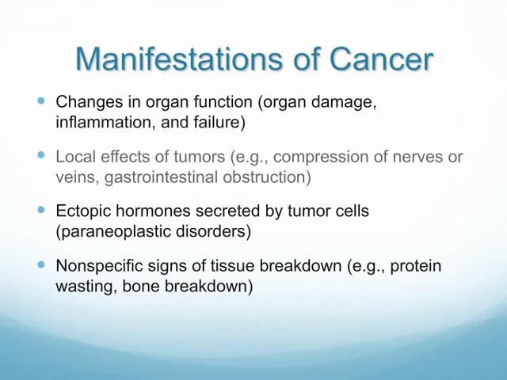Other manifestations of cancer: we can see changes in organ function related to damage directly to that organ, or by inflammation, or even failure of that organ because of the cancer itself. We can have local effects of the tumor, for example, compression of nerves or veins or the GI tract, causing a gastrointestinal obstruction. So we can actually obstruct the intestinal system because the tumor is in there. We can have ectopic hormones secreted by the tumor cells, so the tumor cells themselves can secrete hormones that may mimic some other function in the body. We can have nonspecific signs of skin breakdown. We can have muscle wasting and bone breakdown as a result of this cancer that is breaking down tissue.